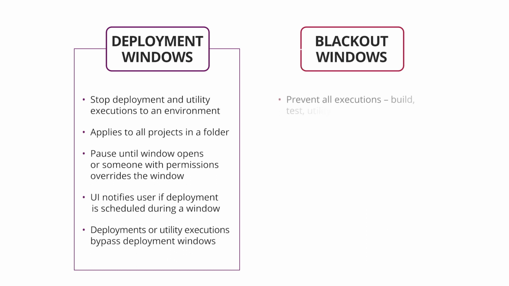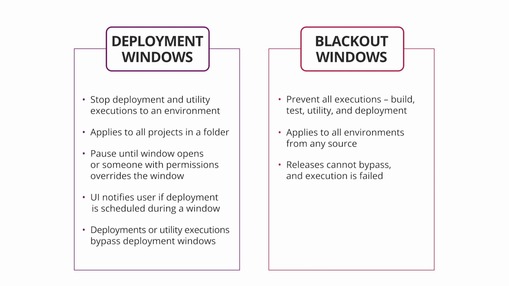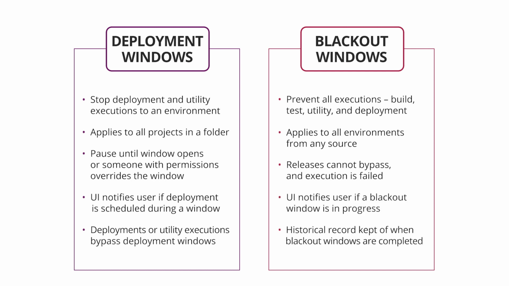Blackout windows prevent build, test, utility, and deployment executions to an environment from any source. They'll fail the execution if it's started through a release or a REST call. The UI notifies you if a blackout window is in progress, and a historical record is kept of when blackout windows are completed.